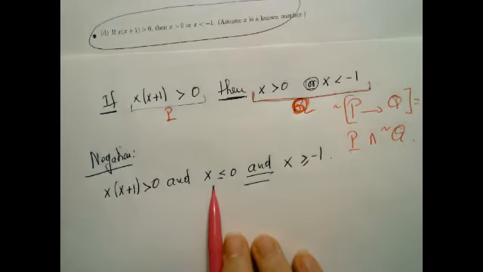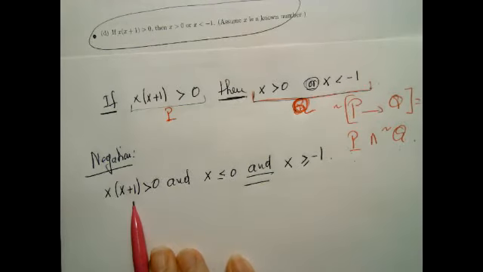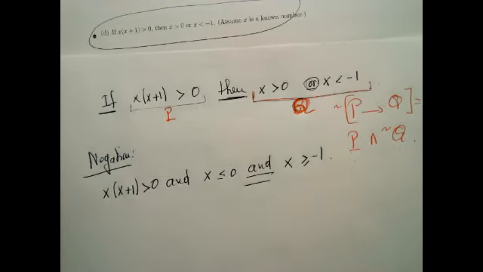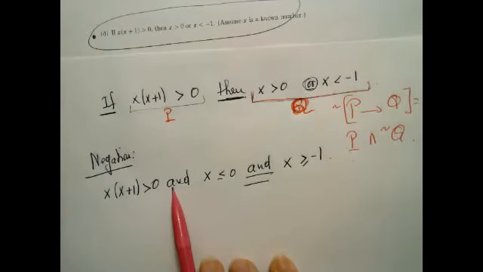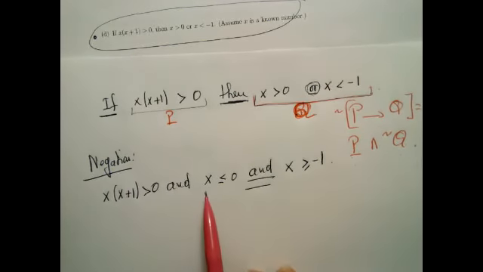Is this possible? What can you say about the negation? Is it true or false, even if you don't know X? Can this happen? What's this? And. What's this? And. Is it possible to have all three at the same time?